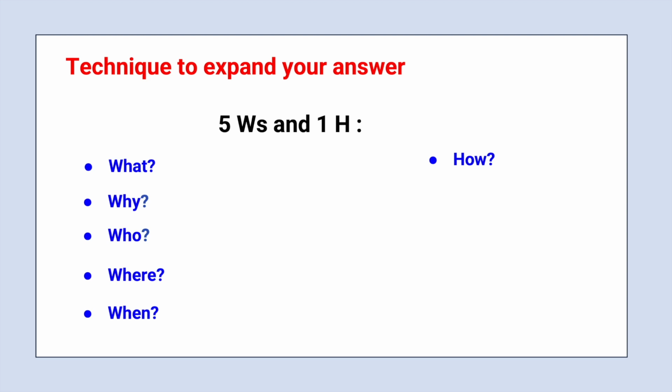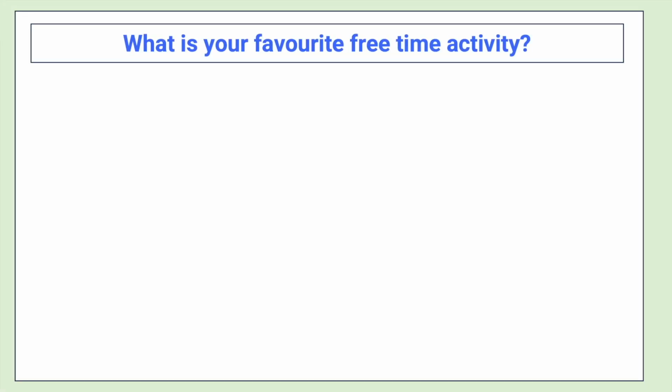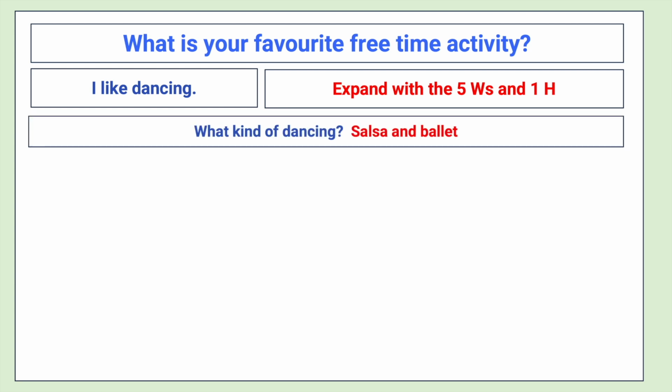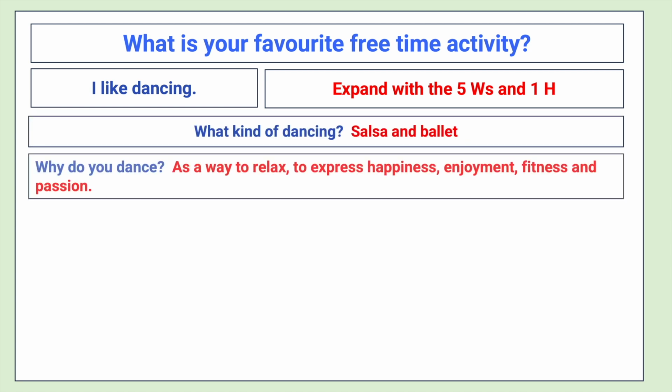Let's look at another very common Part 1 question. What is your favourite free time activity? So instead of saying, I like dancing, what could you say? Well, you could expand your answer using the 5 W's and 1 H. What kind of dancing? Salsa and ballet? Why do you dance? As a way to relax, to express happiness, enjoyment, fitness and passion?